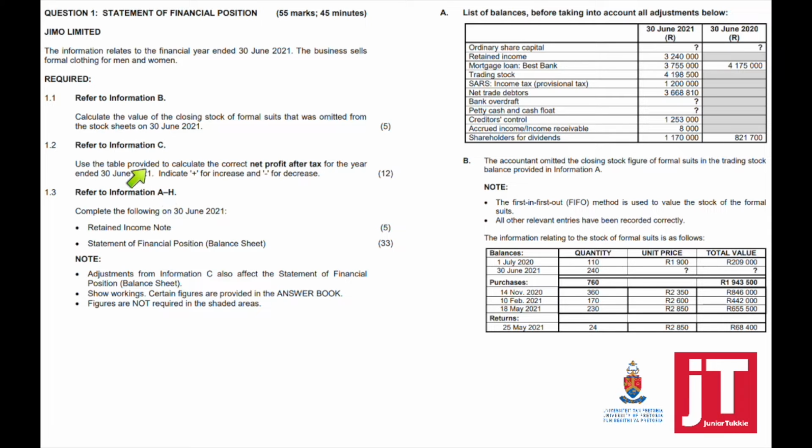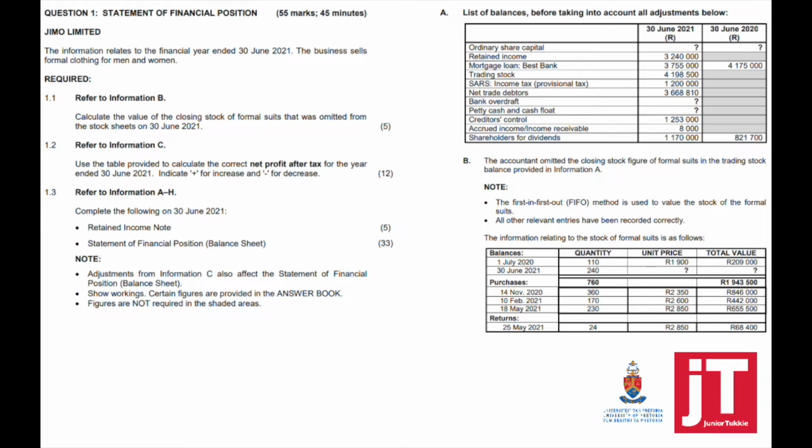If you look at question 1.2, it says refer to information C. Use the table provided to calculate the correct net profit after tax for the year ended 30 June 2021. Indicate plus for an increase or minus for a decrease.